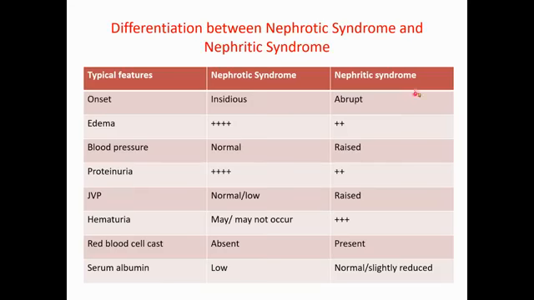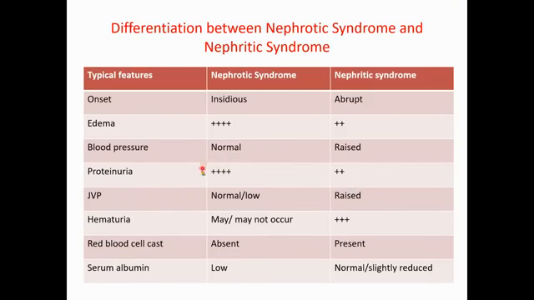And nephritic syndrome has an abrupt onset. The patient complains that early morning he passes high colored urine, and gradually in the evening develops edema and puffiness of the face, and the patient is tachycardic and also hypertensive. The edema in nephrotic syndrome is grossly edematous patient. In nephritic syndrome, mild to moderate edema is present. In nephrotic syndrome, blood pressure is usually normal or upper limit of normal, and in nephritic syndrome, almost all patients are hypertensive.